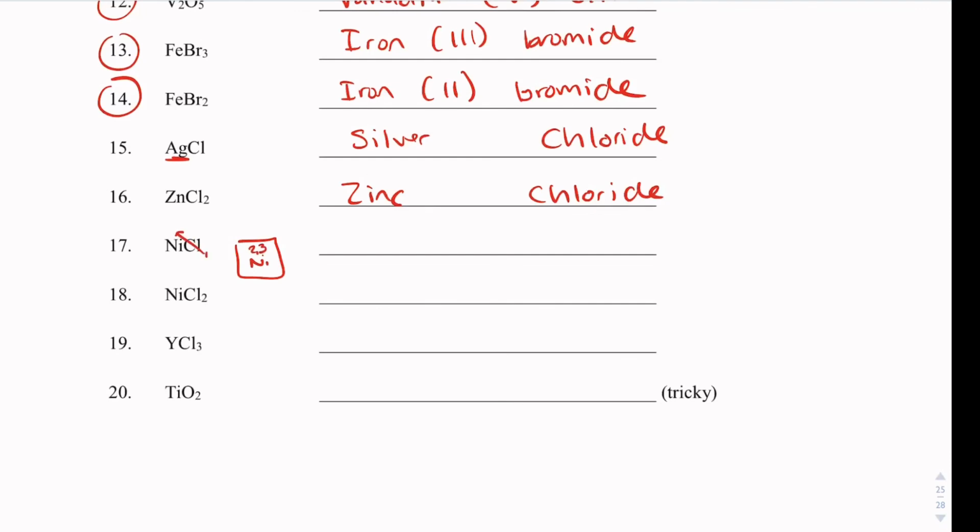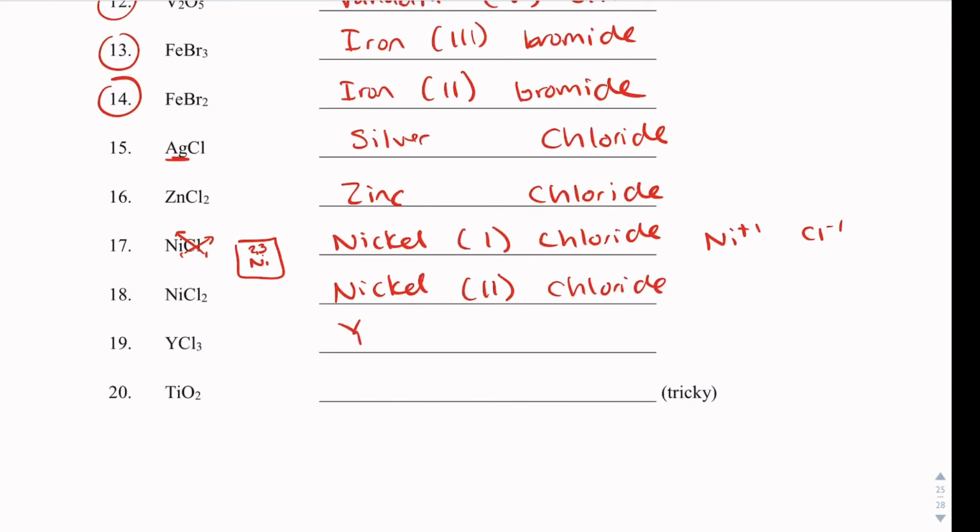We're going to take the 1 from chlorine and give it to nickel. This will be nickel plus 1. This 1 from nickel we give to chlorine, Cl minus 1. So even though this doesn't exist according to your periodic table, if we named it correctly, this would be nickel 1 chloride. This guy would be nickel 2 chloride.